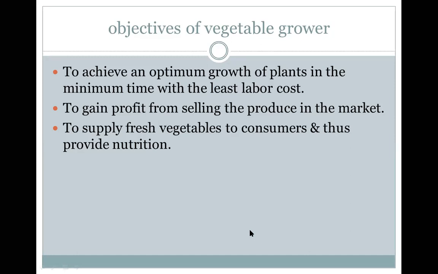So this is the second objective, that by selling the produce in the market he can gain profit, and to supply fresh vegetables to consumers and thus provide nutrition, right? So by providing fresh vegetables in the market, he is providing nutrition to many people, right?